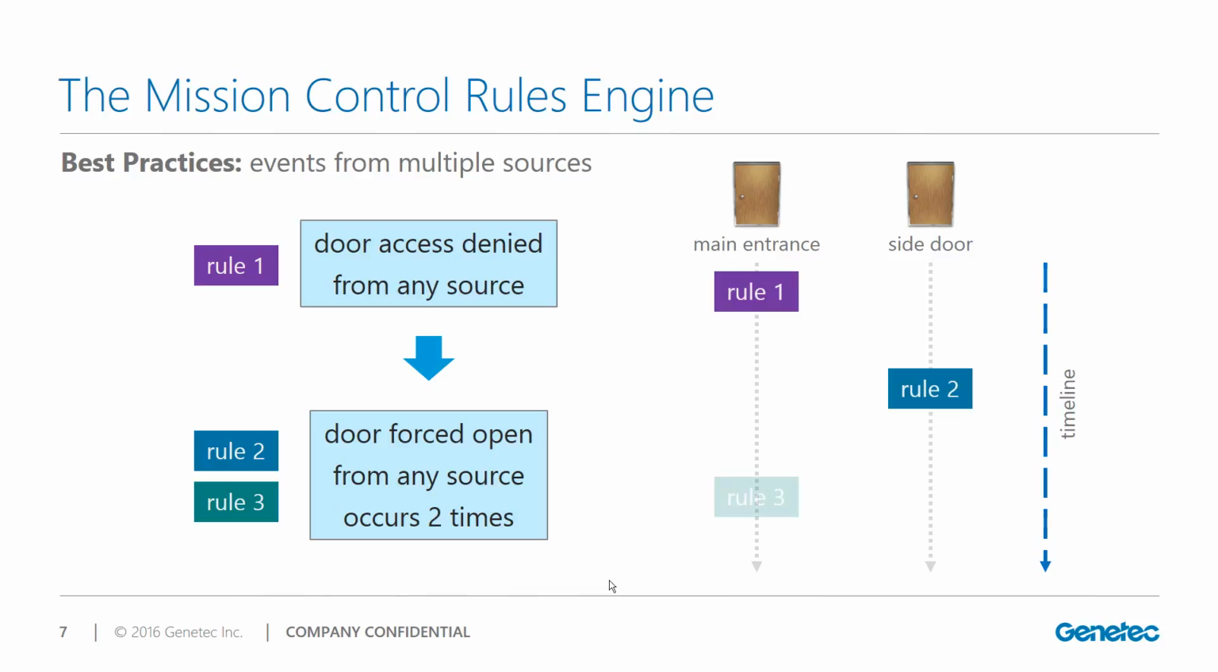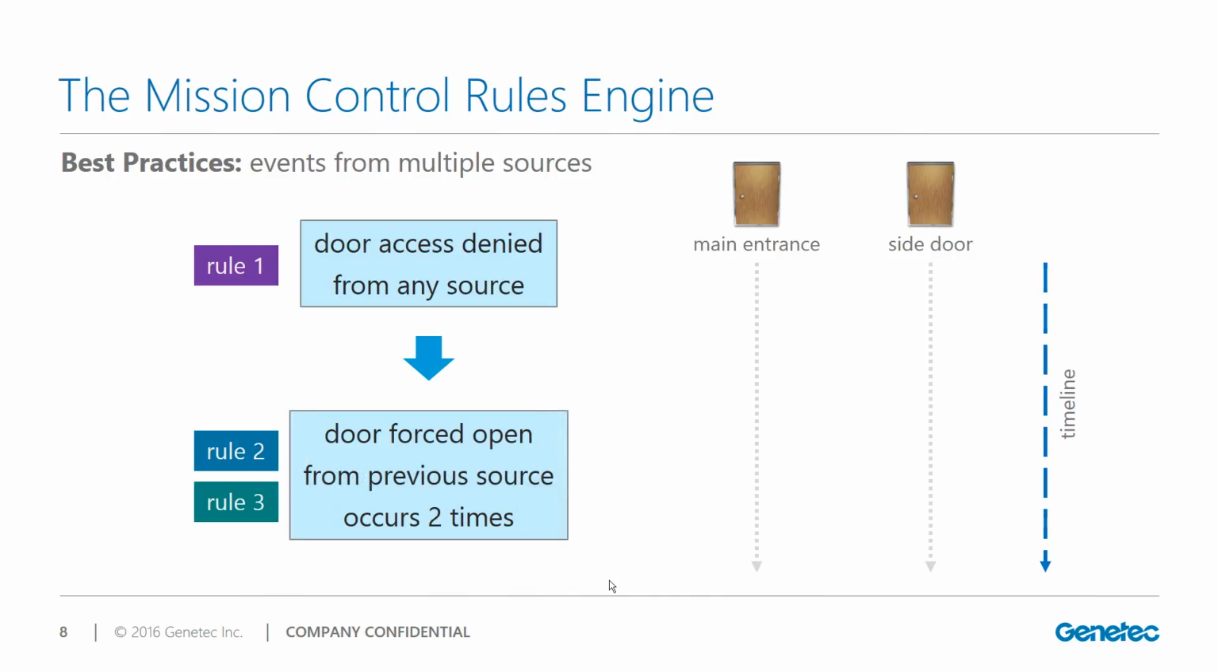And then we get a door forced open on the main entrance. Since we do have any source listed here, that actually passes rule number 3 and we get an incident triggered, but it's not really the incident that we had in mind since it's not all happening on the main entrance. So let's take a look at how we would fix that.